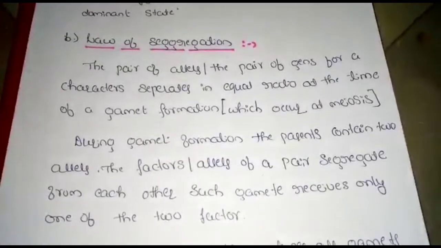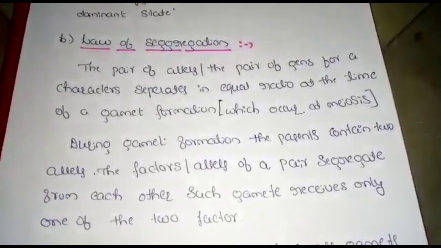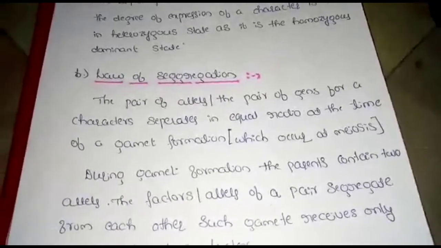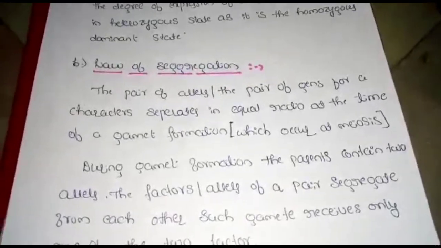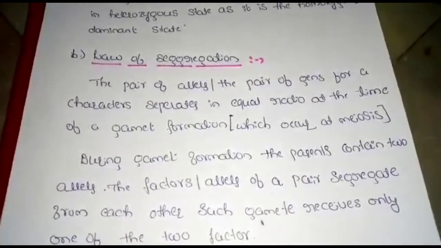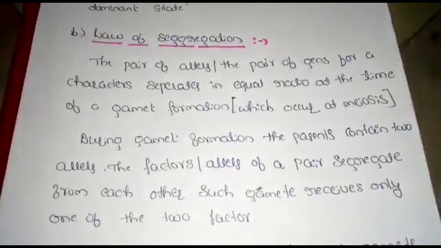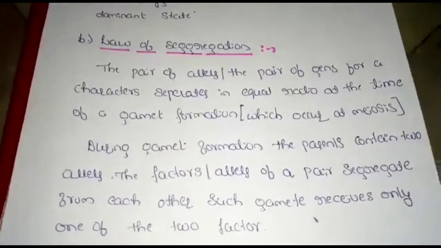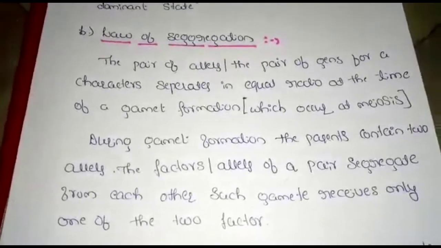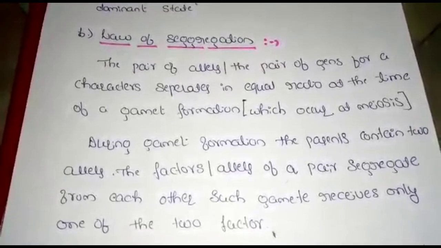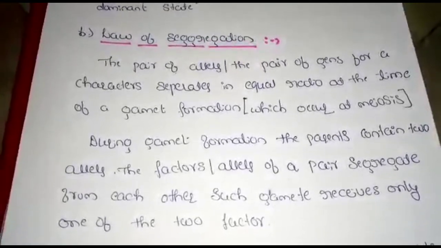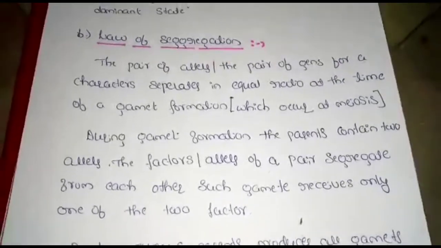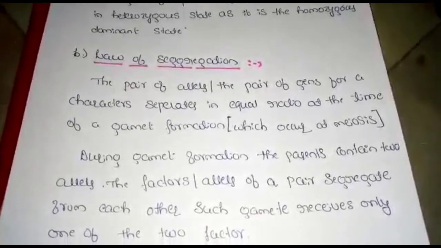Here, a pair of alleles or a pair of genes for a character separates in equal ratio at the time of gamete formation. It means the pair of alleles undergoes the meiosis process and produces the gametes, and these gametes express their characters equally in ratio. This is called the law of segregation. During gamete formation, the plant contains two alleles.